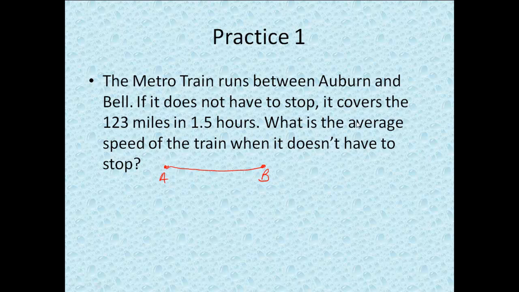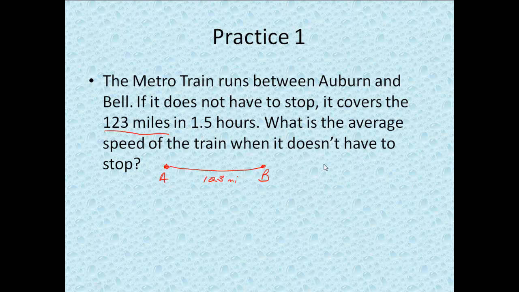If it doesn't have to stop, it covers the 123 miles in 1.5 hours. Well, this right here tells me that the distance from A to B is 123 miles. Even though they didn't come out and say the distance between the two towns is 123, based off of the fact that it says it covers the 123 miles, that's indicating the distance between A and B is 123. So I went ahead and wrote that down underneath my line so I know that the distance there is 123. And it takes 1.5 hours.